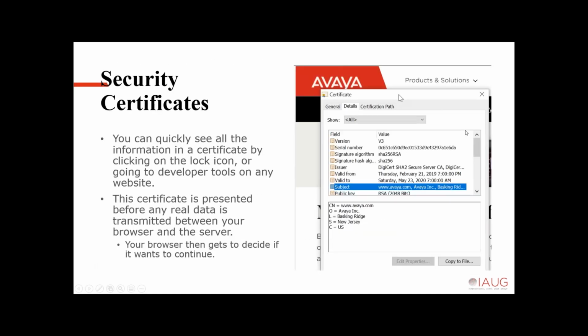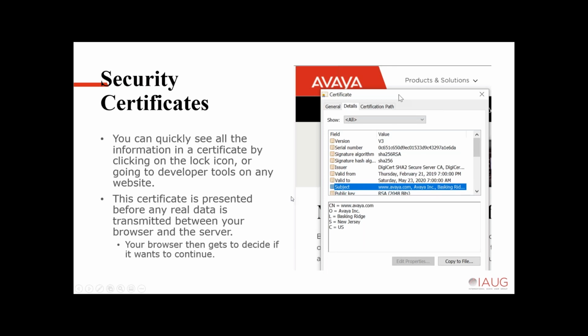Let's continue on here. So you can quickly see all the information in a certificate by clicking on the lock icon or going to the developer tools on any website. If you're using Chrome, you have to go into what they call developer tools. This is in your web browser. If you're using Internet Explorer or something like Firefox, you can usually just click on the lock icon, and when you click on that, it will show you all sorts of information. An example here is from Chrome, the certificate from Avaya.com. You can see over here it's got a common name, and it tells me some information: organization Avaya Incorporated, Basking Ridge, New Jersey, United States.